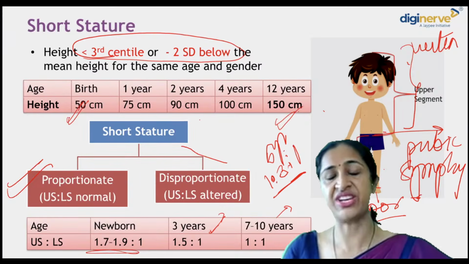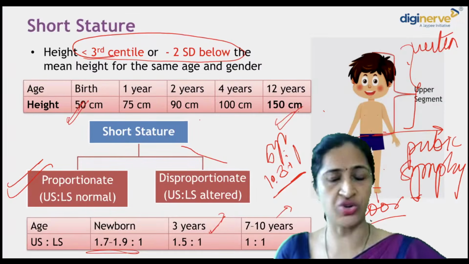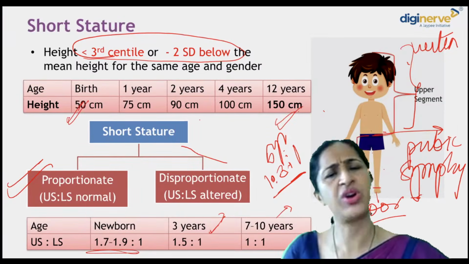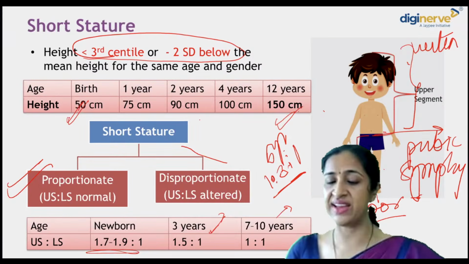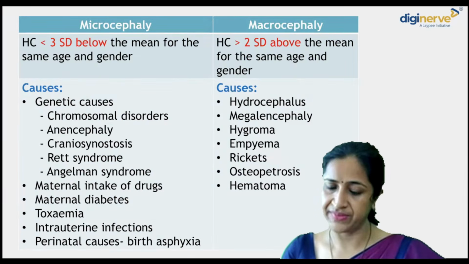Now, if this ratio is altered, then it is called disproportionate short stature. If it is maintained, it is called proportionate short stature at whatever age of the child, because this decides our various causes. Let's see our next slide.